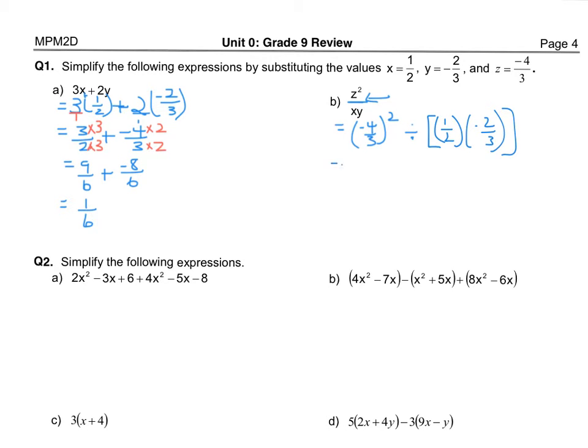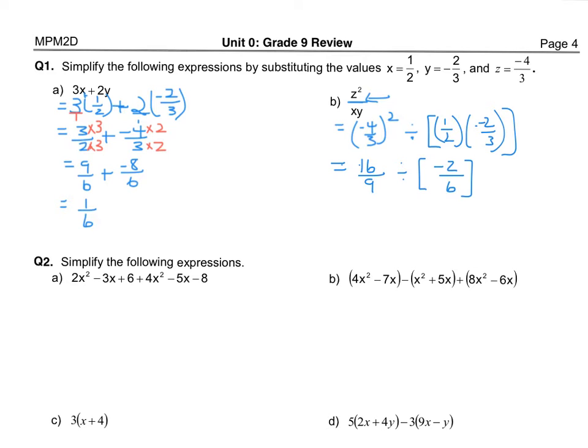All right, so I'm going to evaluate the exponent. -4/3 times -4/3 would be a positive. 4 times 4 is 16, 3 times 3 is a 9. And then we have divide by, and then I'm going to evaluate this bracket. So a 1/2 times a -2/3. On the top, a 1 times -2 would be -2. And on the bottom, we have a 2 times a 3, which is 6.